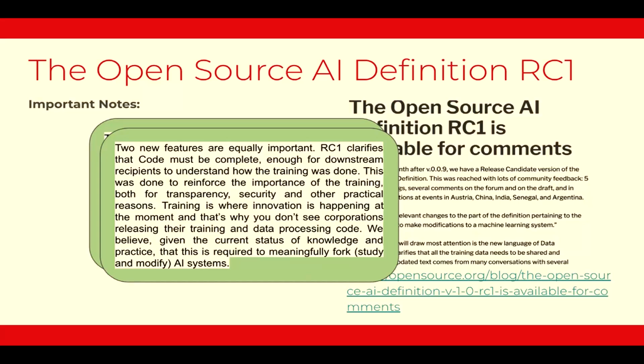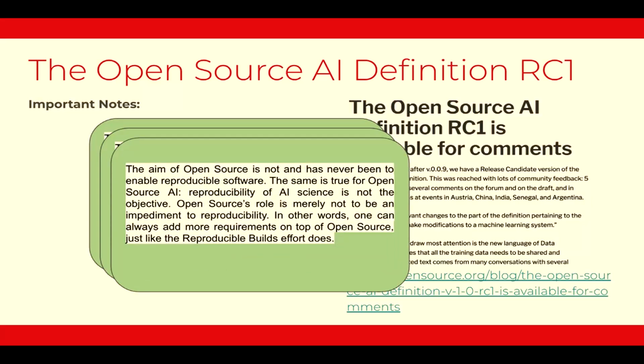in order to actually have any hope of using an open source AI to do similar things to what it was created to do. And then the last one, if you're not familiar with open source, this may not be surprising to you, but this surprised me. This one just clarified that the aim of open source is not and has never been to enable reproducible software. And the same is true of open source AI.